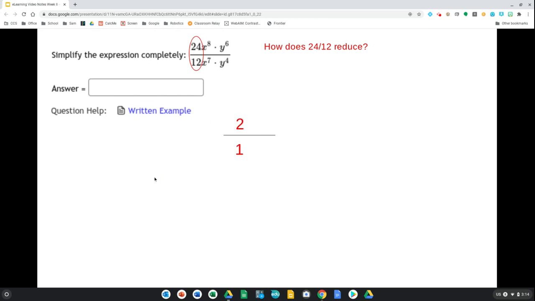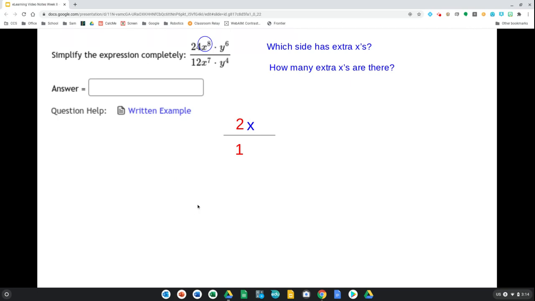Okay, now we want to look at the x's. So when we look at the x's, which side has extra x's? Okay, it's going to be the top. How many extras do we have on the top? Well, just 1. 8 and 7, so there's 1 extra at the top. So in our answer, we would write 1x on the top.